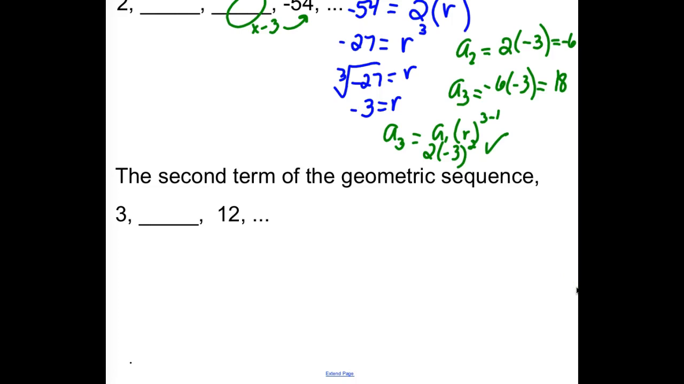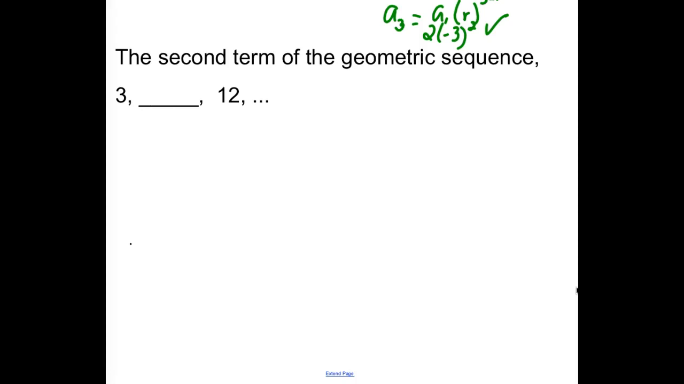All right, this one we're looking for our second term. We are only given that the first term is 3, and the third term is 12. I'm going to pause the recording. I want you guys to see if you can work backwards and figure out your r value.